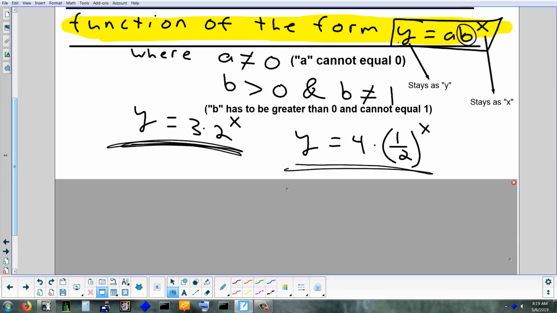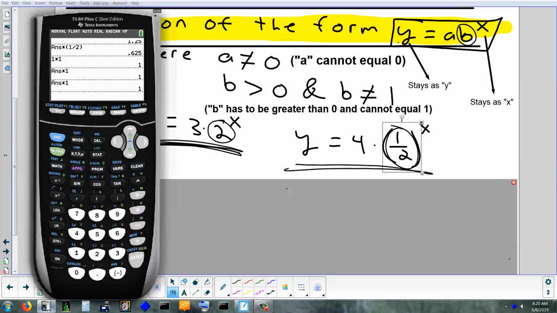Not because the 3 and the 4 are different. That makes them look a little different. It's really this number right here and this number right here. That's what's going to make them look totally different. One of them is bigger than one, one of them is smaller than one. So one of them is going to look more like the graph in red, one of them more like the one in blue.